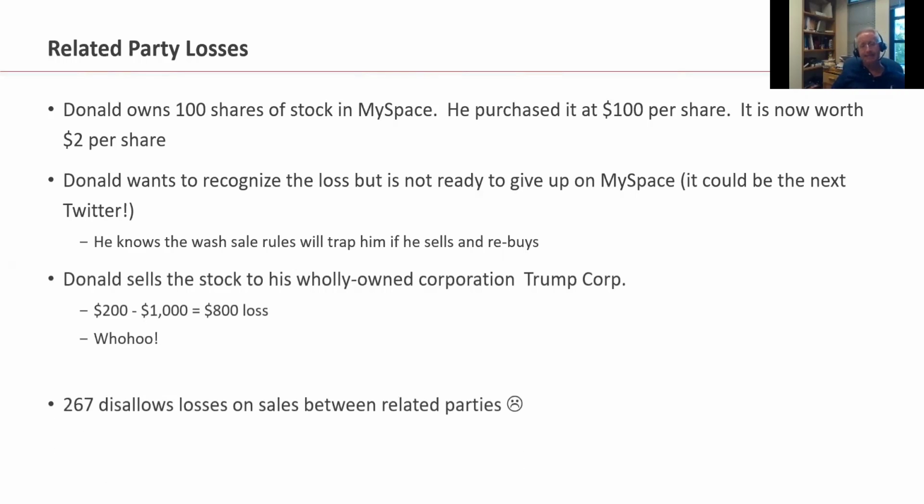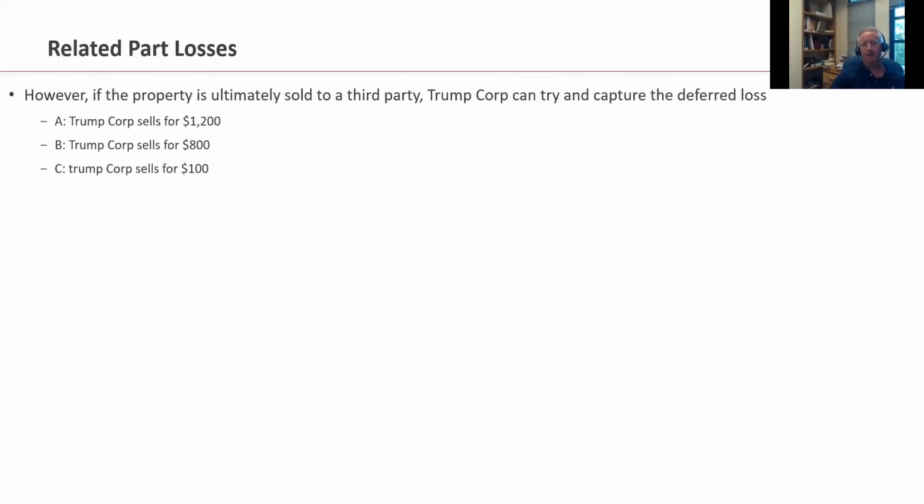So under 267, you are disallowed from recognizing a loss on a sale between related parties. Clearly, Donald and his wholly owned corporation are related parties. That loss will be disallowed. However, if it's ultimately sold to a third party, Trump could try and capture the deferred loss.